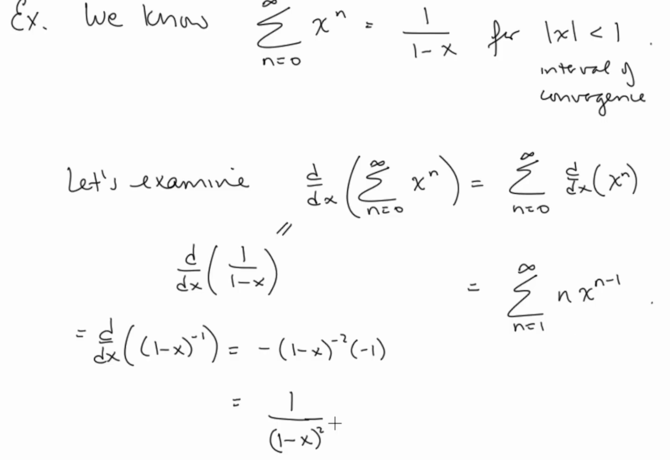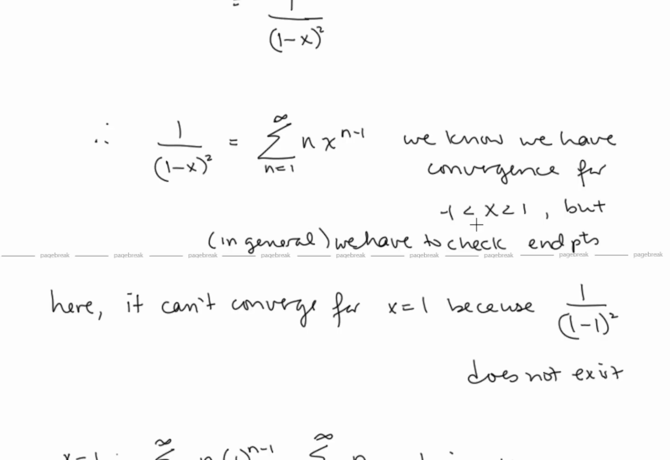Now we know that the center of the series is the same, which is 0 here, and the radius of convergence is going to be the same, which is going to be 1, but we have to check the endpoints to see if when we took the derivative here, the behavior at the endpoints changed. So far we have convergence for x between -1 and 1, but we want to check the endpoints.